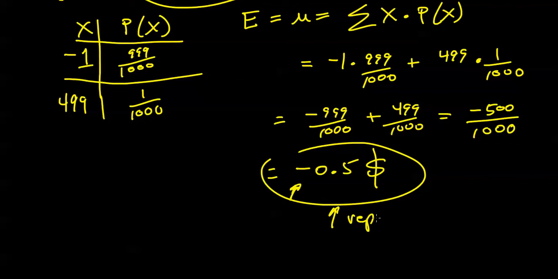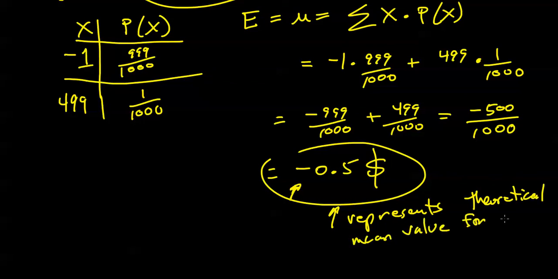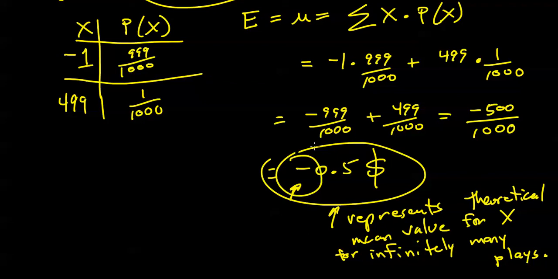So let me write that down. This represents a theoretical mean value for x, your net winnings, for infinitely many plays of the game. And of course, all games of chance are set up in this fashion. They're all set up so that your expectation as a player is negative, and of course that value represents the house's edge. Remember the gambler's adage, the house never loses.